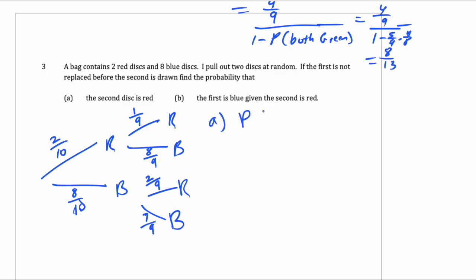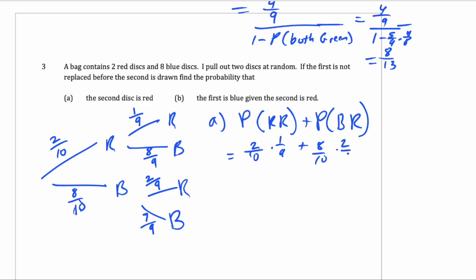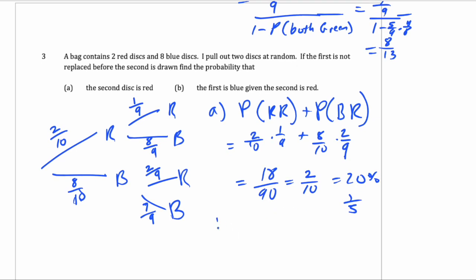Now let's work out some probabilities. The probability the second one is red is the probability the first one's red and the second one's red, plus the probability the first one's blue and the second one's red. So looking at the diagram, we got 2/10 times 1/9 plus 8/10 times 2/9, which gives us altogether 18 over 90, or 2/10, 20%, or 1/5 in simplest form. Any of those forms are acceptable.